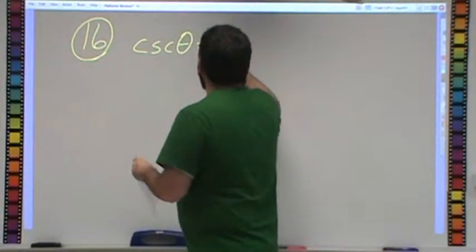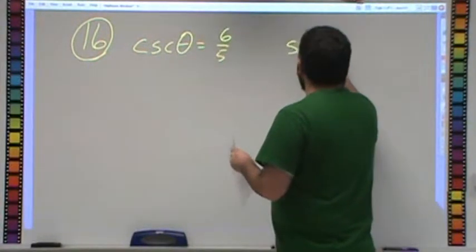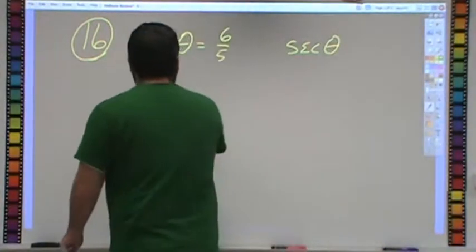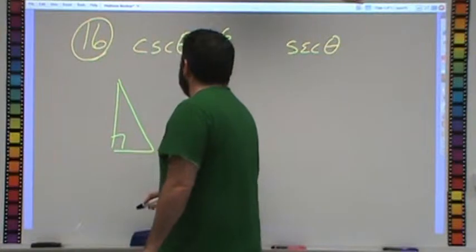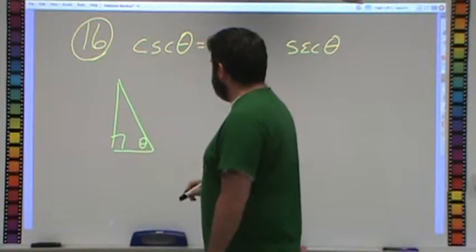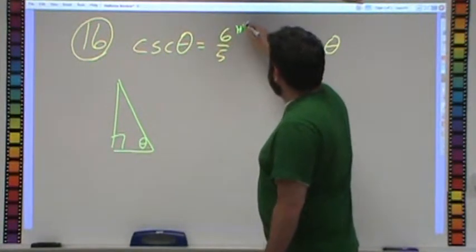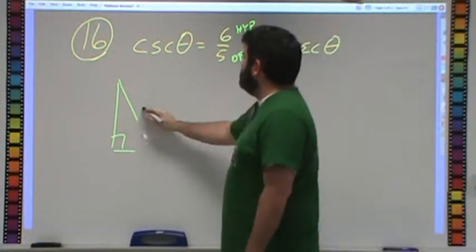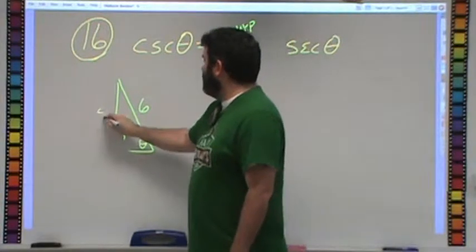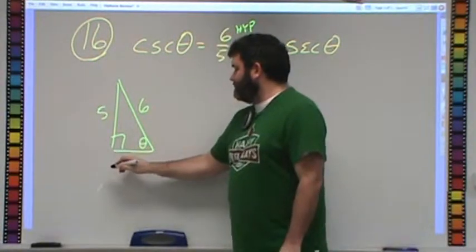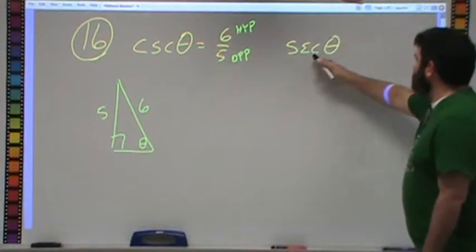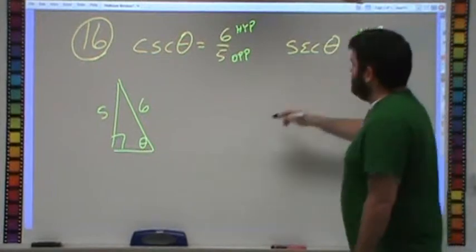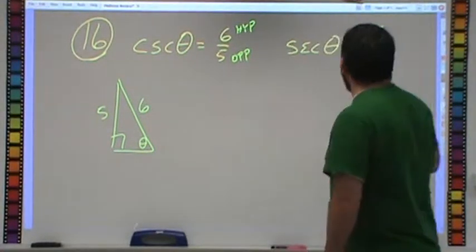Cosecant of theta equals 6 over 5. We are looking for secant of theta. Now, if you need, you can draw a triangle. That is totally your call. Draw a triangle, label one of them theta. We know that cosecant is hypotenuse over opposite, because it's the flip version of sine. So that means this is 6, my opposite would be 5. And I can see here I need to find this third side, because secant is hypotenuse over adjacent. And my third side would be the adjacent. So that means I got to do a little Pythagorean theorem.